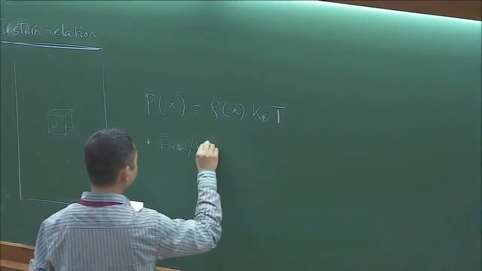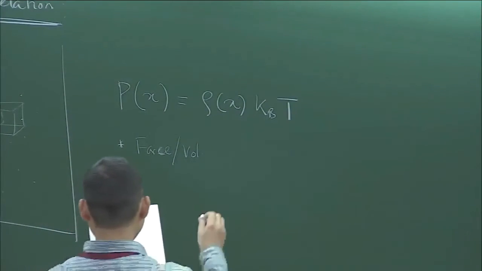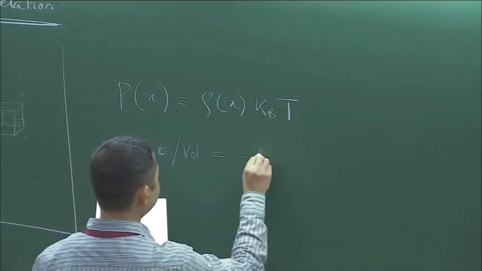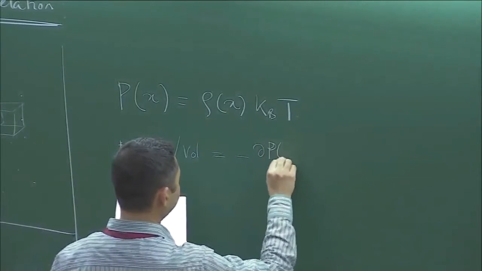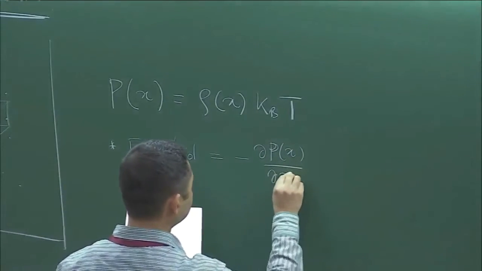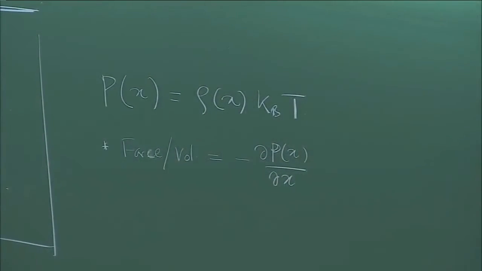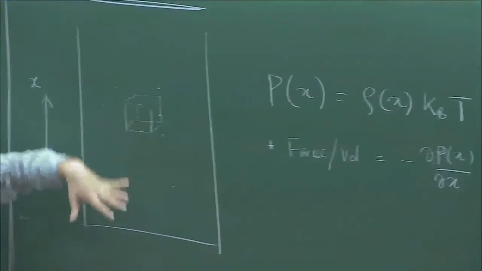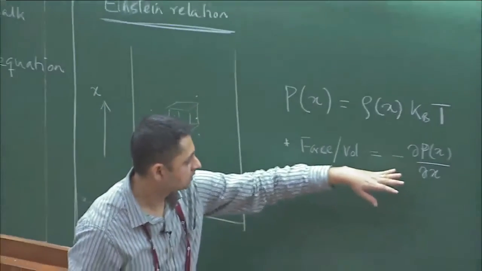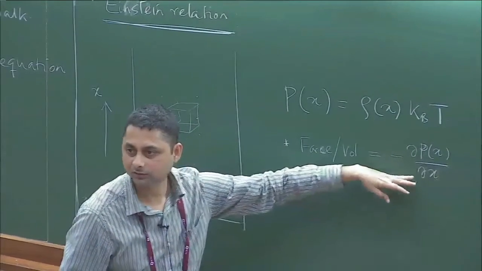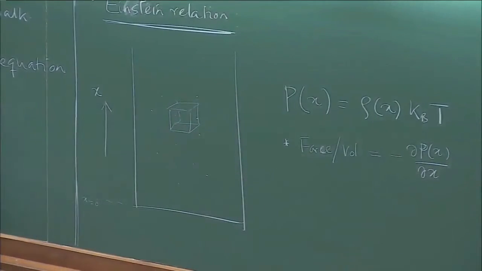Force per unit volume is just minus del P of x by del x, right? So you should just look at the pressure here, P of x, here P of x plus dx, and then look at the net force, and then divide by the total volume. So what will you see? That's the force per unit volume. Okay.